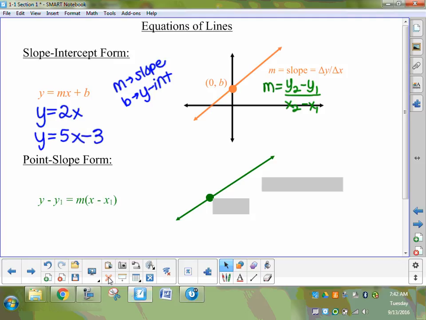Now, just a quick survey, it's not going to change anything, but have you all worked with this formula previously? Raise your hand if it's a yes.